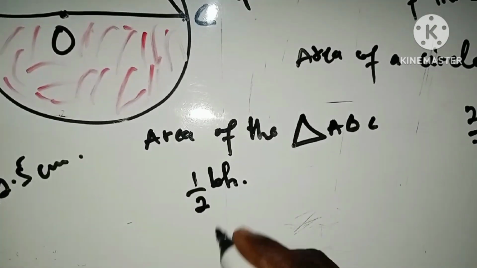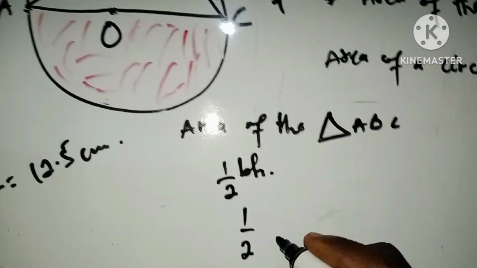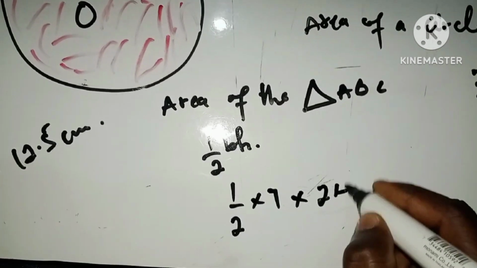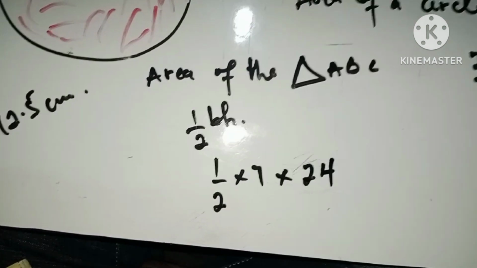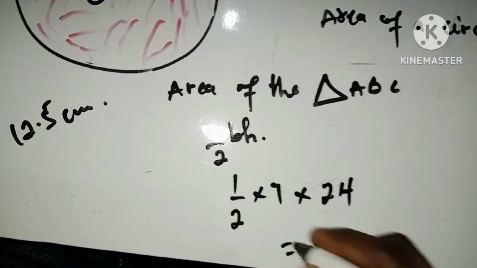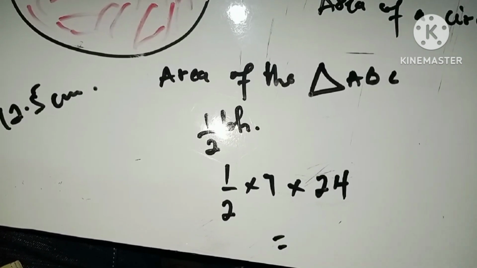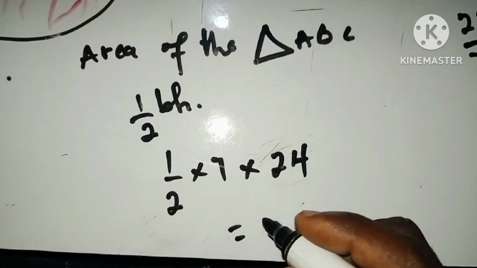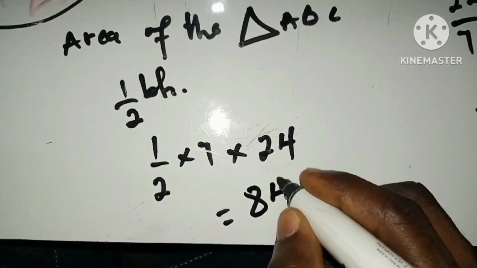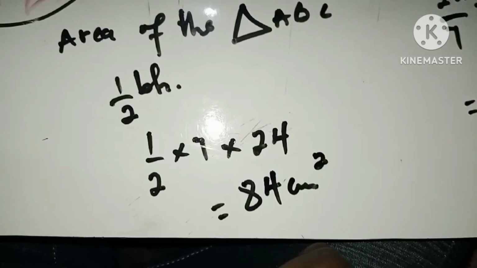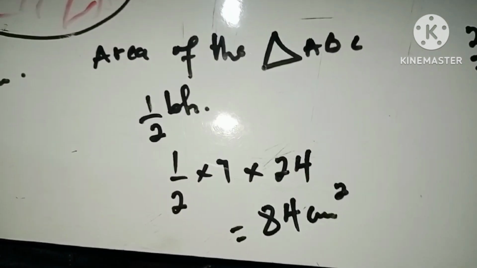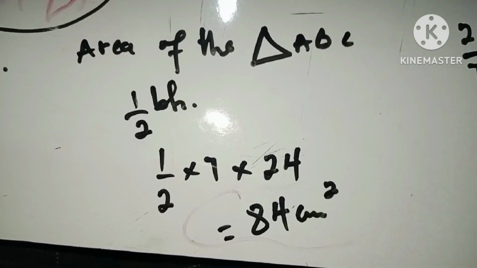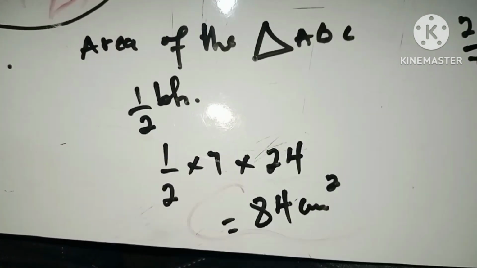Okay, perfect. So we have 1 on 2, the base here, that is multiplied by 7, and then multiplied by 24, right? So the value of the area here is going to be 84, right? So 84 square centimeters. So these are the two values that we have. These are the two shapes that are involved, the triangle as well as the circle, right?